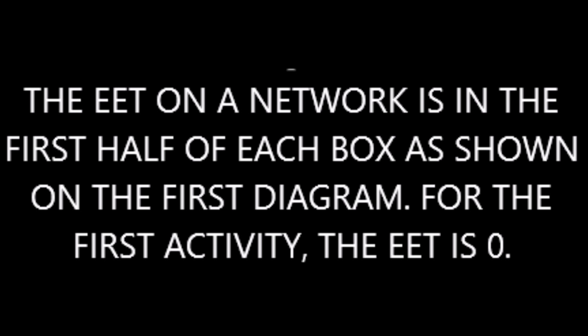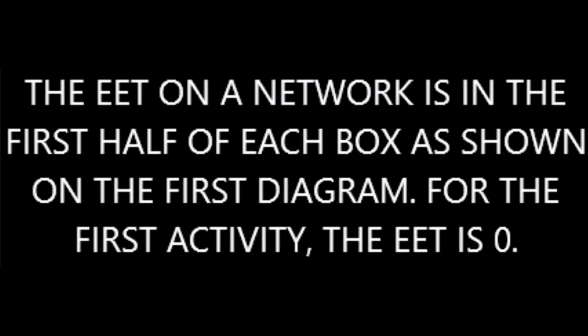Earliest event time, EET. EET on a network is in the first half of each box as shown on the first diagram. For the first activity, the EET is 0.